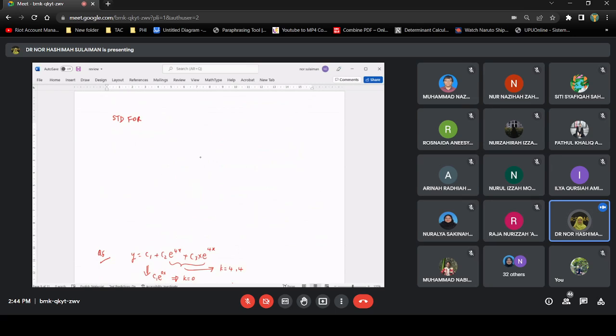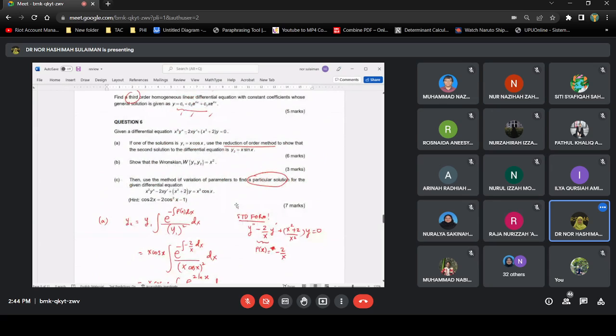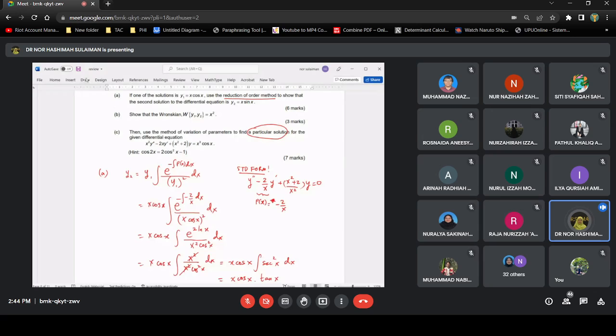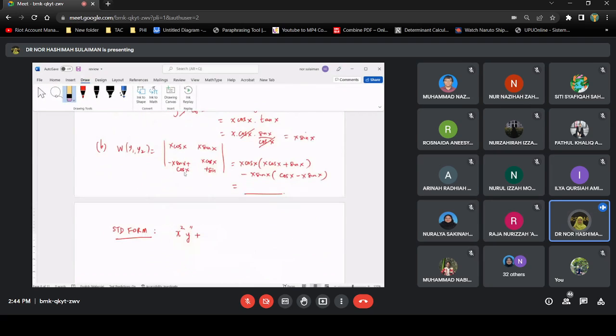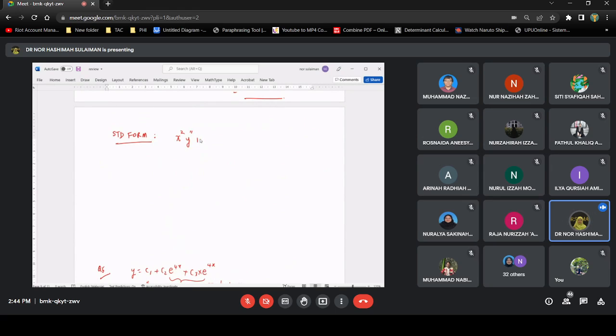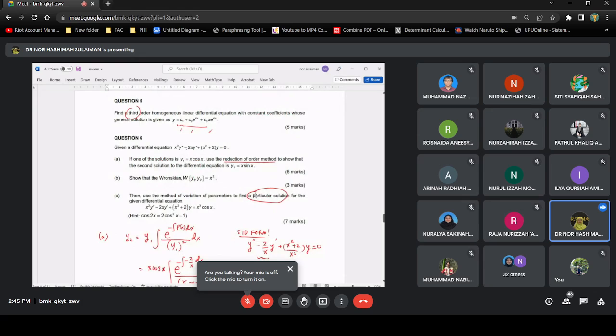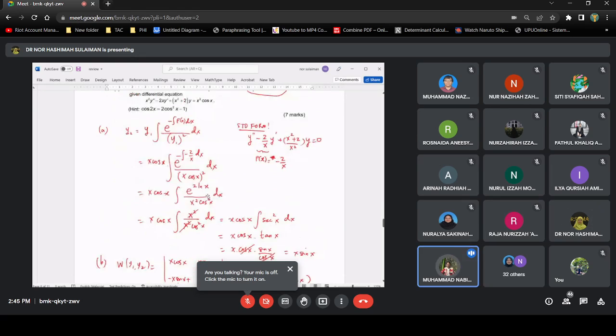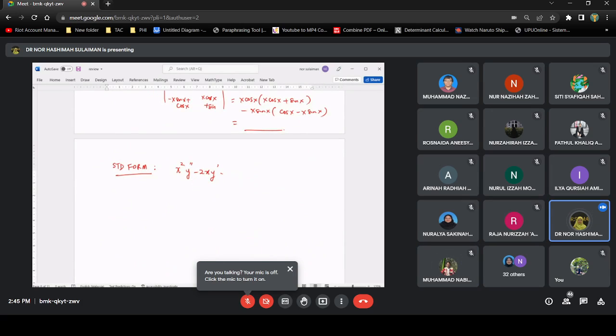And tadi homogeneous, yang ini non-homogeneous. So siapa ingat equation dia? X kuasa 2 Y double prime plus, siapa ingat? Tolak 2xy prime. Tolak ya, bukan tambah. Tolak 2xy prime. Lepas tu apa lagi? Siapa ingat? Cepat. Tambah X kuasa 2 tambah 2. Tengoklah, tak ingat lah, short term memory. X kuasa 2 tambah 2, lepas tu Y kan?